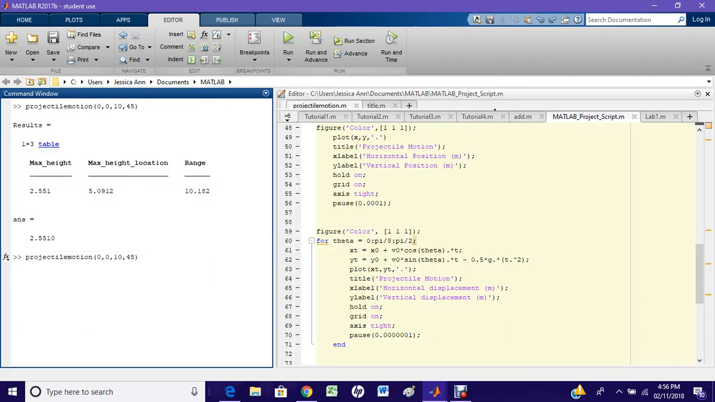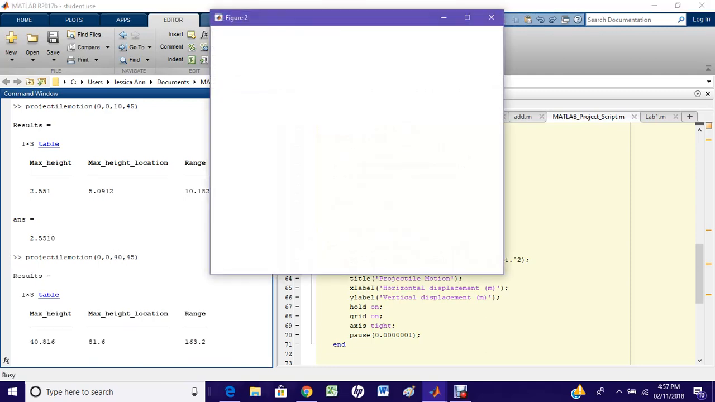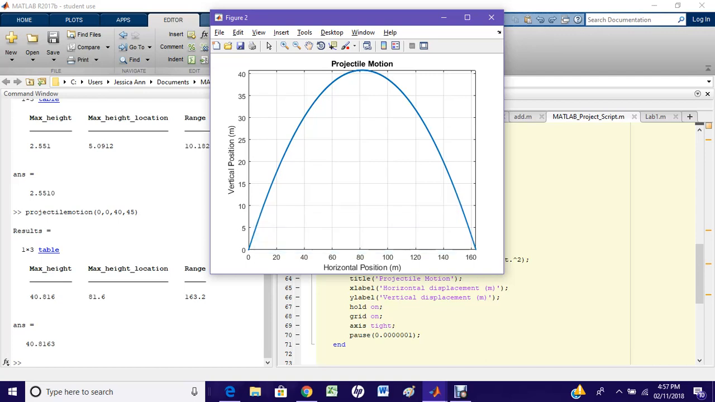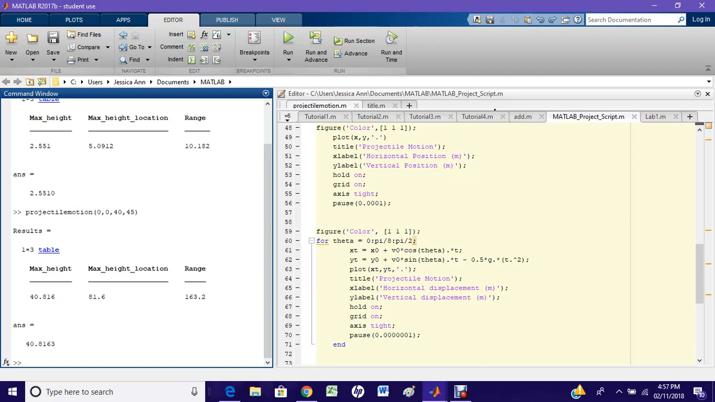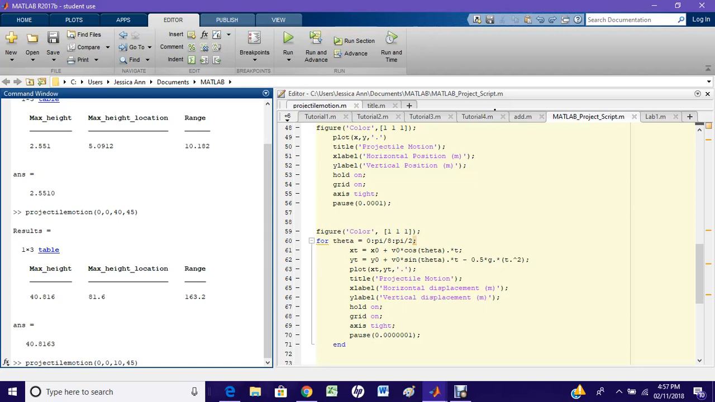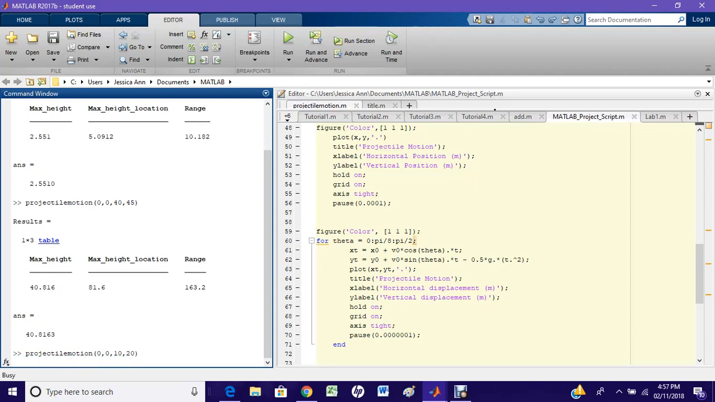So what if we change that initial velocity? If we change that initial velocity, our values here in our table should change a little bit. So how about 40 meters per second? All right, there you go. That changes the maximum height that is reached, the location at which it's reached, as well as the range that it travels. If we change now just the angle instead of the velocity, so how about a 20-degree angle?